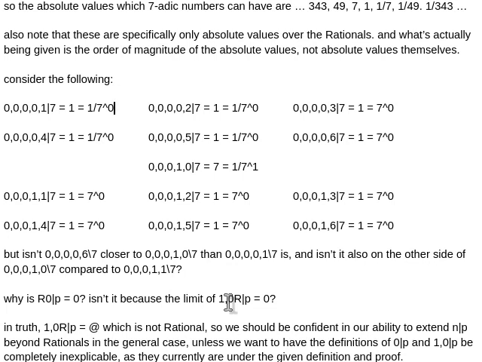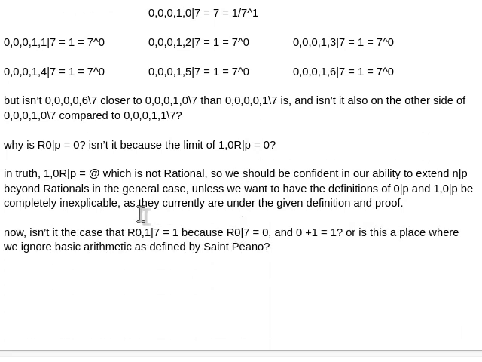Okay, but it gets a little more nuanced now, because in reality, that 1 with an infinite number of zeros after it before we get to the decimal point, that is the infinitesimal unit, which is not rational. So we should be confident in our ability to extend p-Adic absolute values beyond rationals in the general case, unless we want to have the definitions of these things be completely inexplicable, as they currently are under the given definition and proof.